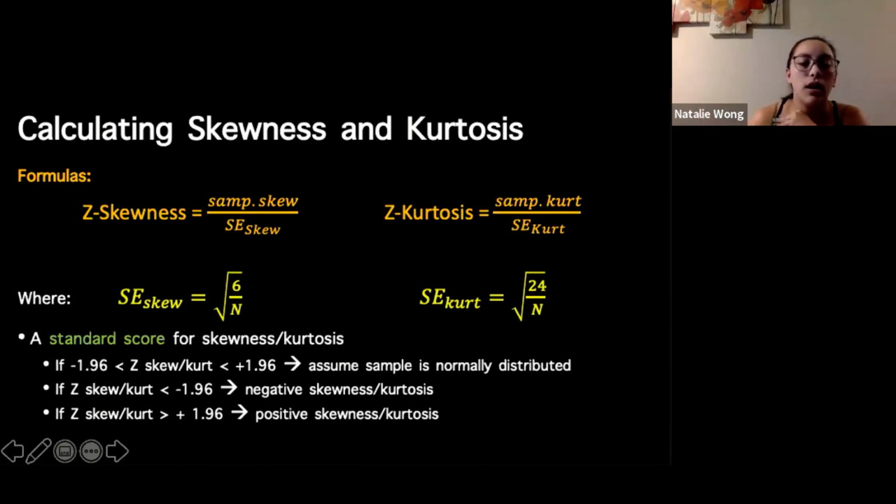Okay, so if we have a z-skew or z-kurt score that lies outside of 1.96, we say we have positive or negative skewness or kurtosis. If it's within 1.96, either above or below the mean, then we say we have a relatively normal distribution. Okay. So that's what this part explains. The significance of 1.96 will be explained next week. So we'll get there. So that's one way: calculate skewness and kurtosis, or z-skew and z-kurt, to evaluate distribution shape.